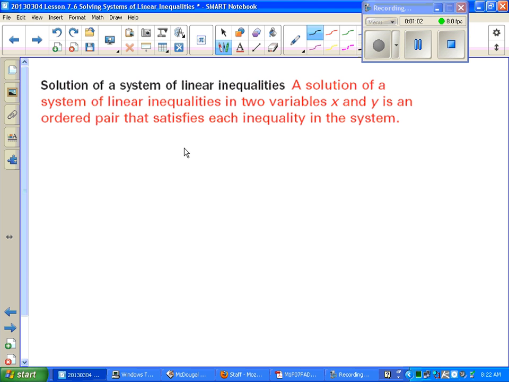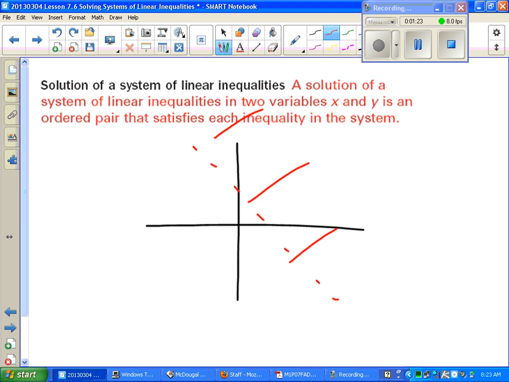A solution of a system of linear inequalities in two variables x and y is an ordered pair that satisfies each inequality in the system. So if we were to graph two inequalities and one looked like this, showing everything shaded this way, and the other one looked like this, showing everything shaded this way, the solution of them is the area that they overlap, and we'll look more at that in a second.